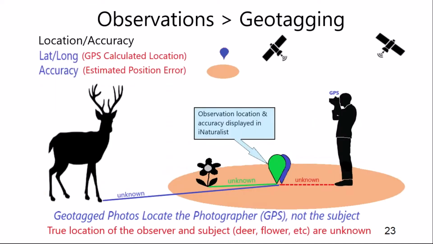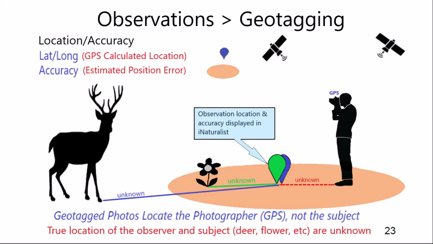So this is basically what's happening. You're taking a picture, you've got the GPS in your camera, and you take a picture of a flower, you take a picture of a deer, and the GPS calculates your position and puts it into the file, and that's what's loaded into iNaturalist. But the thing to remember is that GPS location has nothing to do with the location of the flower or the deer. It is only your location.